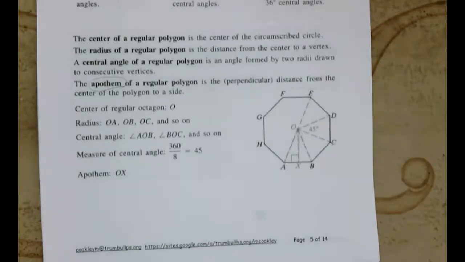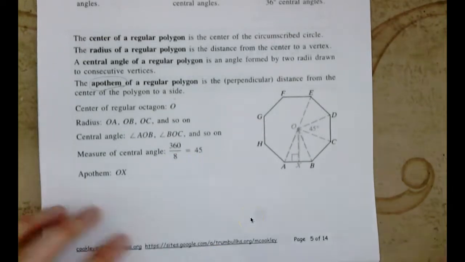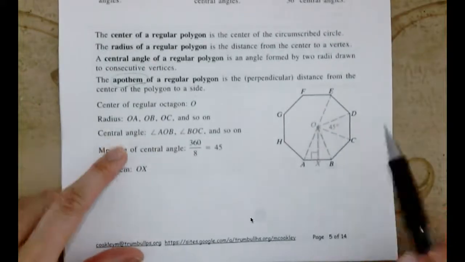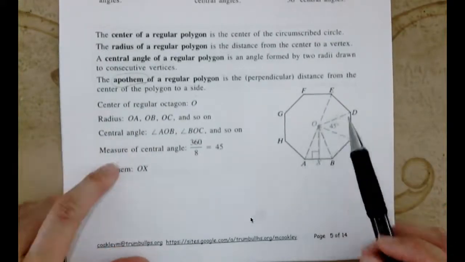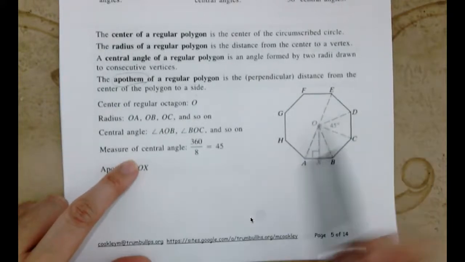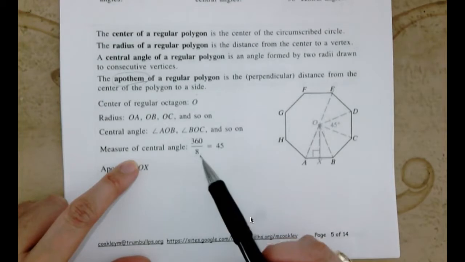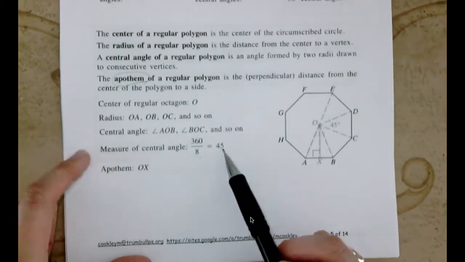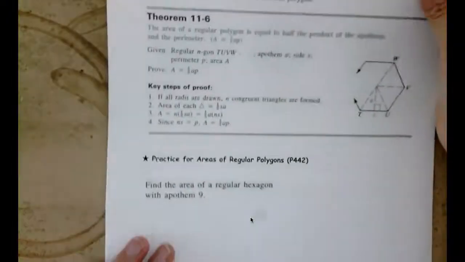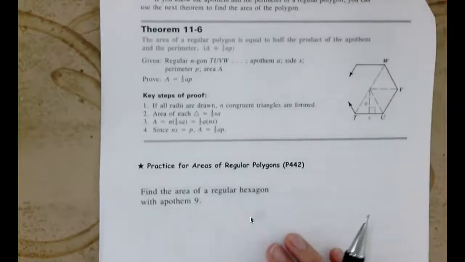Okay, the center of the regular octagon is O. The radii are these. The central angle is this. And to find the measure of the central angle, you just do 360 divided by the number of sides. In the case of an octagon, it's 45. And the apothem is OX. And this is the theorem.